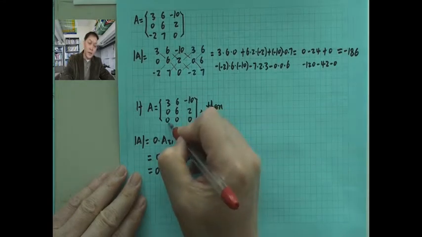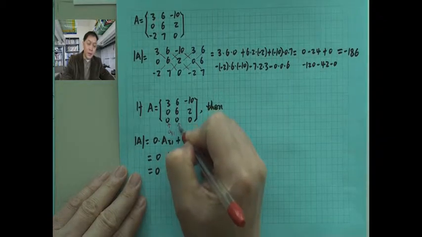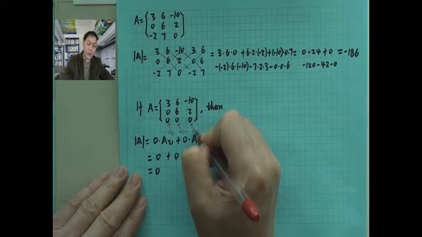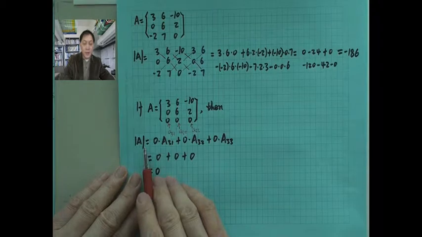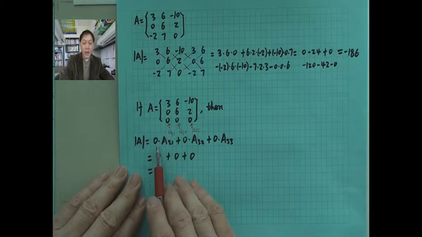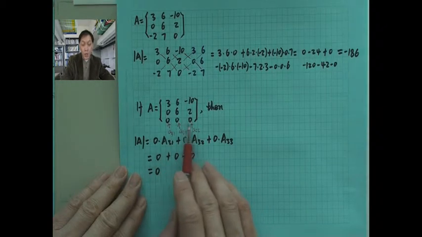This one is the A giving this case. And then you have a 3-1, and here is a 3-2, and here is a 3-3. So you can find the determinant by expanding the matrix along row 3.